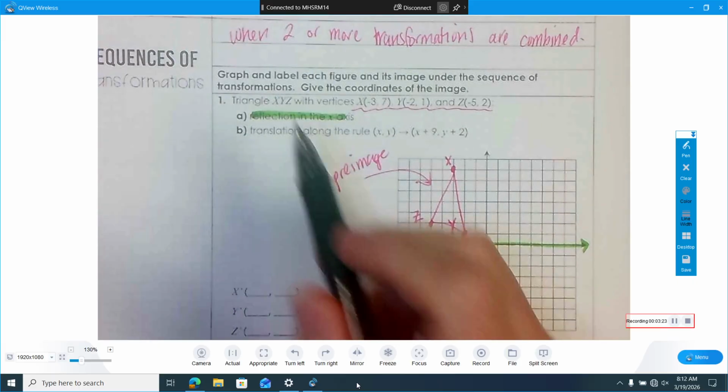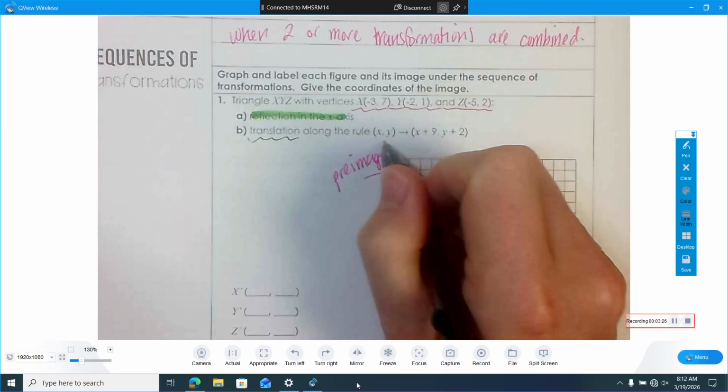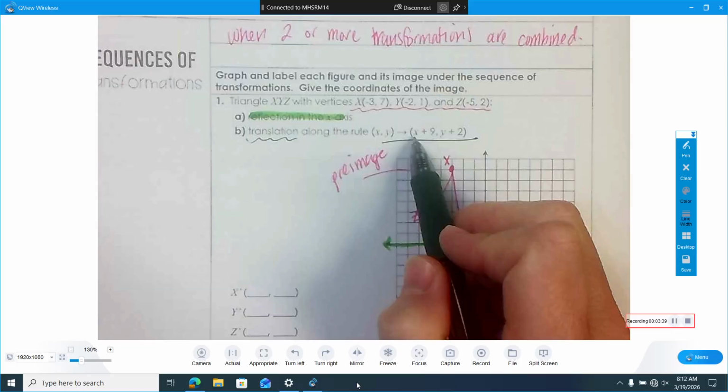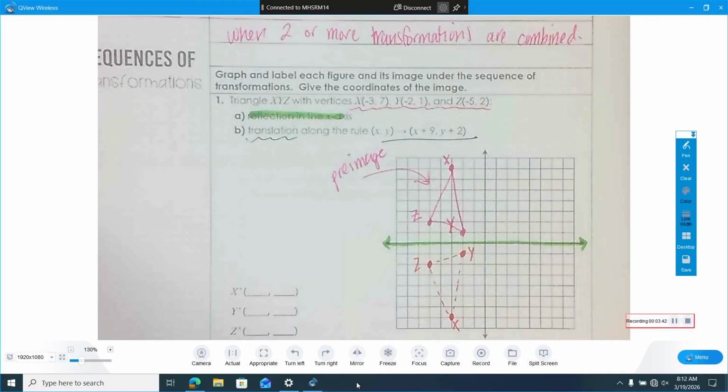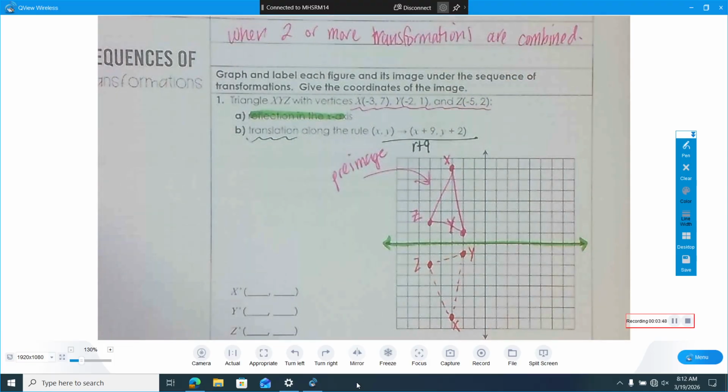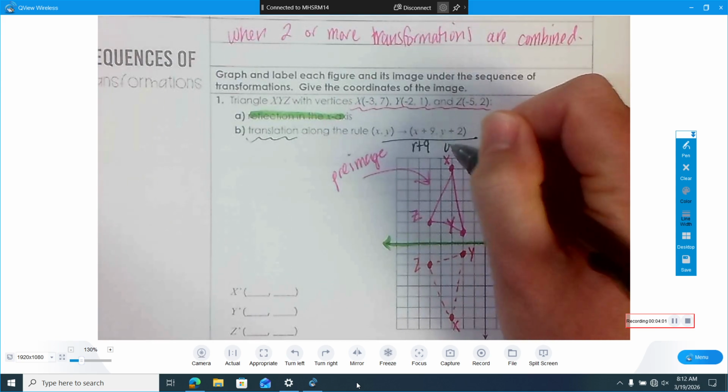And then the last thing we want to do is a translation using the rule x plus 9, comma y plus 2. What does that mean, x plus 9? Yeah, it says go in the x direction, adding 9. So the x direction is horizontally. We're going to go to the right 9 units. That's the positive direction. So to the right goes positive. Okay, and then y plus 2, what does that mean? Up 2. Y is the y-axis. That's the vertical. Now it's saying take your y's and add 2. So we're going to go up 2.